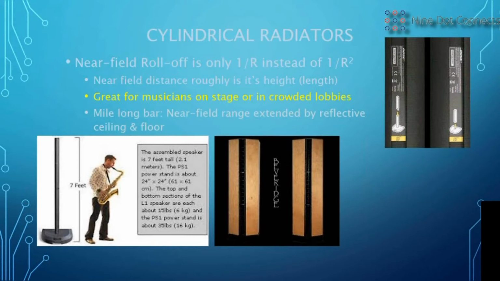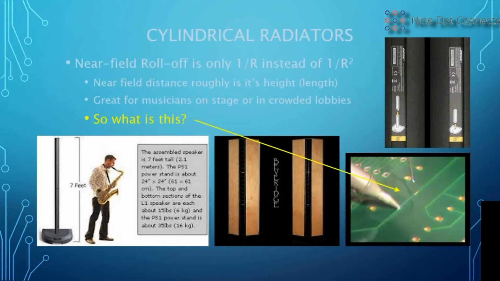If it's on a reflective floor and there's a reflective ceiling nearby, it will effectively look like it has a much longer length due to the reflections, and hence the 1 over r field distance will be much, much further. So there are several different manufacturers that make these, and they are very useful. So what is this? Could that be a cylindrical radiator?